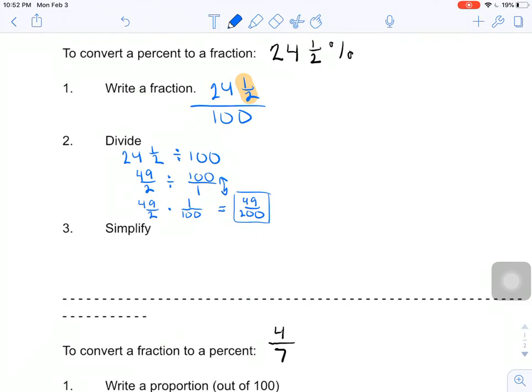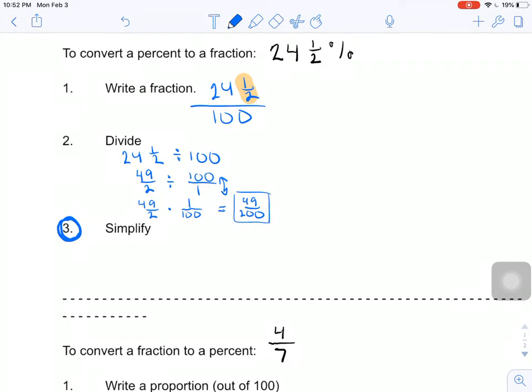Now, once you get that ending fraction, if you are able to do any simplifying, then you should do that third step, which is to simplify. In this case, we aren't going to do that because 49 and 200 do not have any common factors, so it already is in simplified form. But just be aware of that third step when you're able to do it. So that is a way to turn a percent into a fraction.